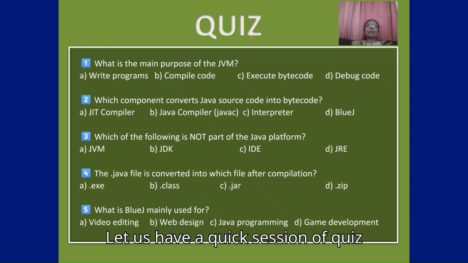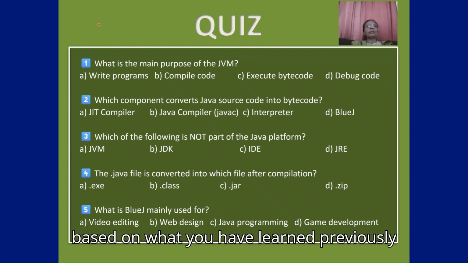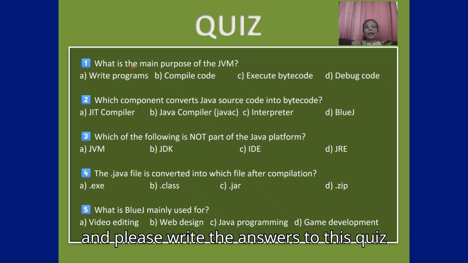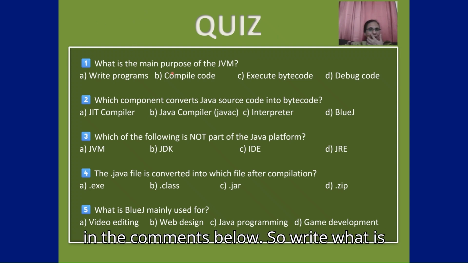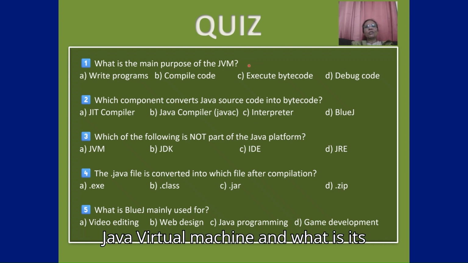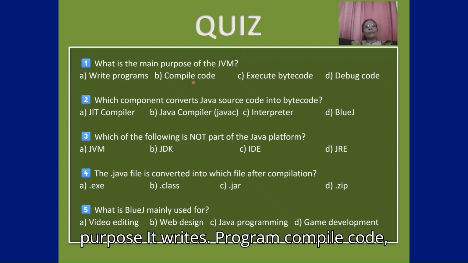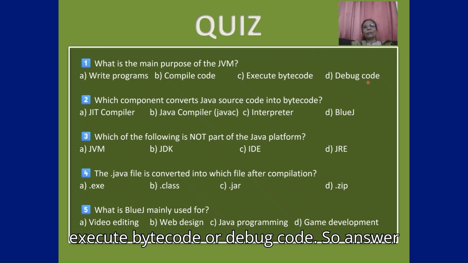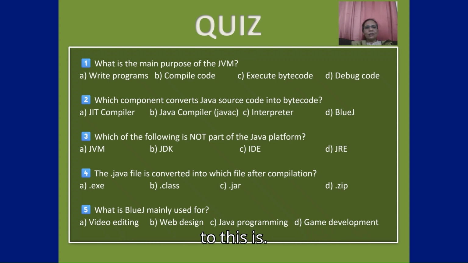Let us have a quick quiz session based on what you have learned previously. Please write the answers to this quiz in the comments below. What is the main purpose of JVM? JVM is Java Virtual Machine. And what is its purpose? Write program, compile code, execute bytecode, or debug code. So the answer to this is, it is executing the bytecode.